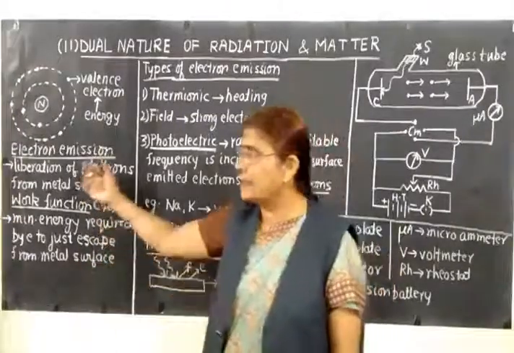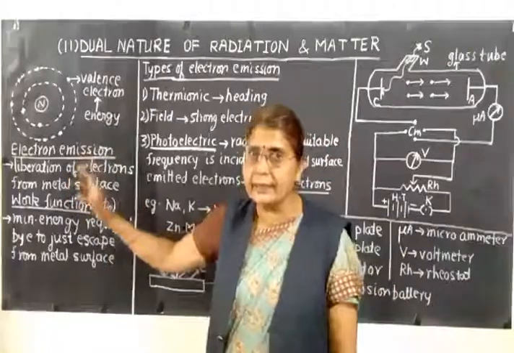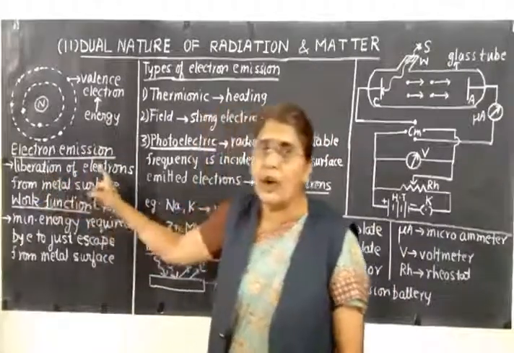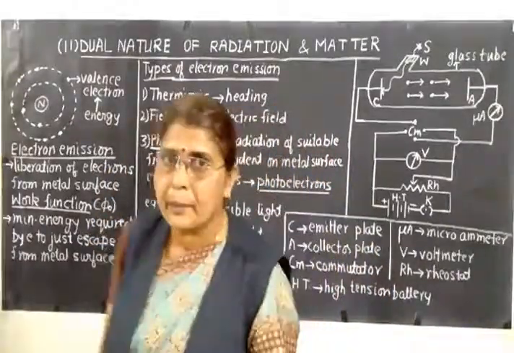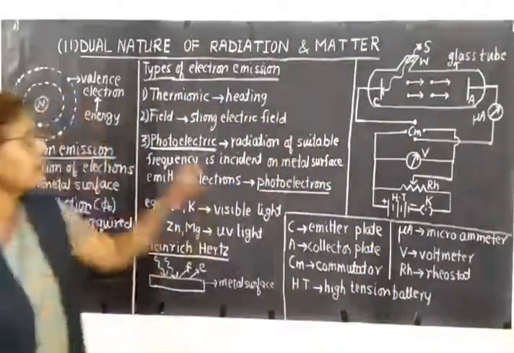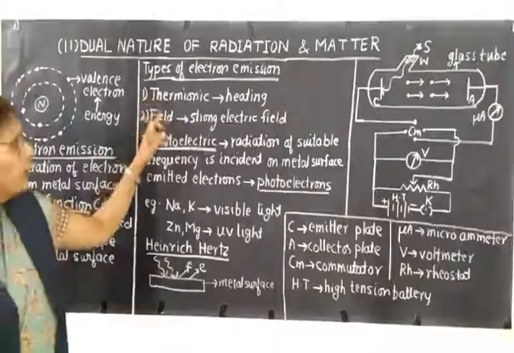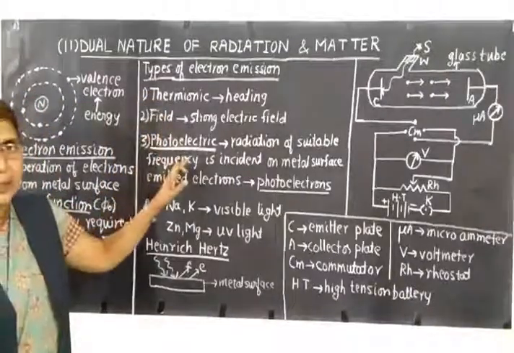Then we have seen what is electron emission. It is the liberation of electrons from a metal surface. What are the types of electron emissions? Three types of electron emissions: thermionic emission, field emission, and photoelectric emission.